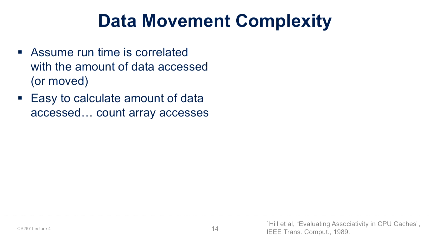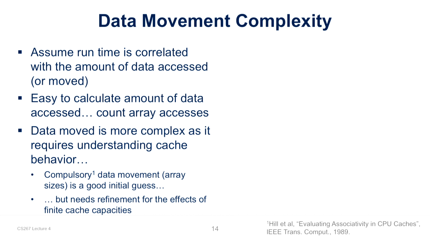So we can look at the data movement complexity, and if we assume that the runtime is correlated not with the number of floating point operations in the code, but the amount of data movement that's accessed, well, it's pretty easy to count the total size of the data that has to be accessed, which we might call the compulsory misses. That is the data that has to move, the amount of bandwidth that has to move between the slow memory and the fast memory. I can't do a matrix vector multiply without at least reading every matrix element once and every vector element once.